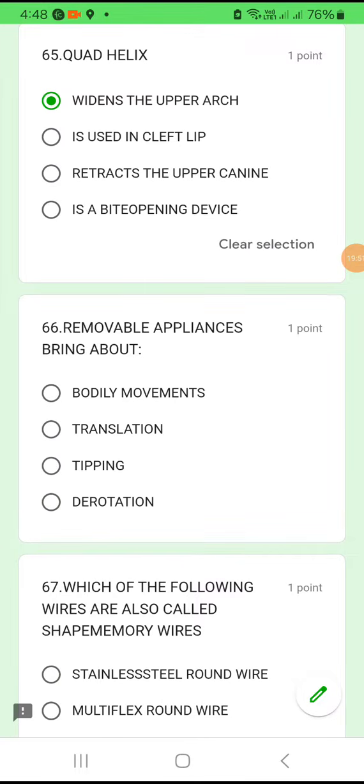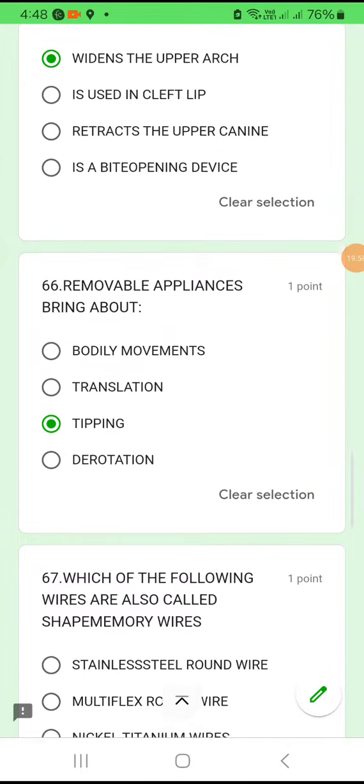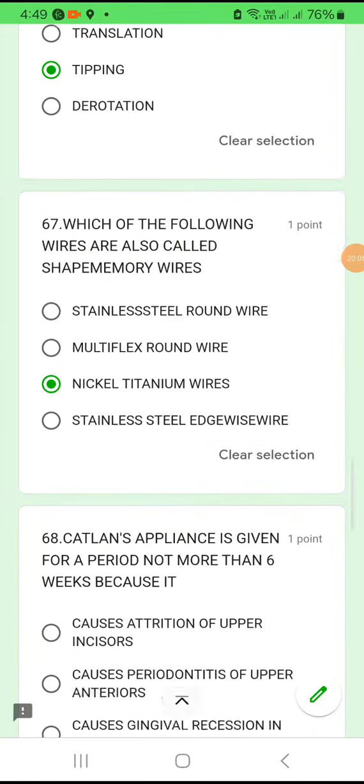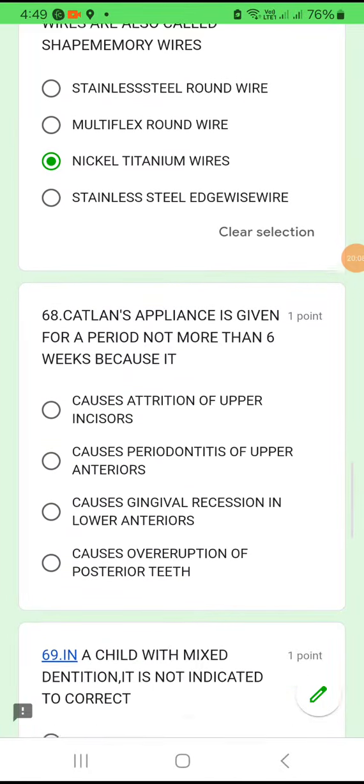Question number 66. Removable appliances bring about what type of rotation? Removable appliances bring about tipping type of rotation. Okay. 67. Which of the following wires are also called shape memory wires? Nickel titanium wires are shape memory wires. So option C is the answer.